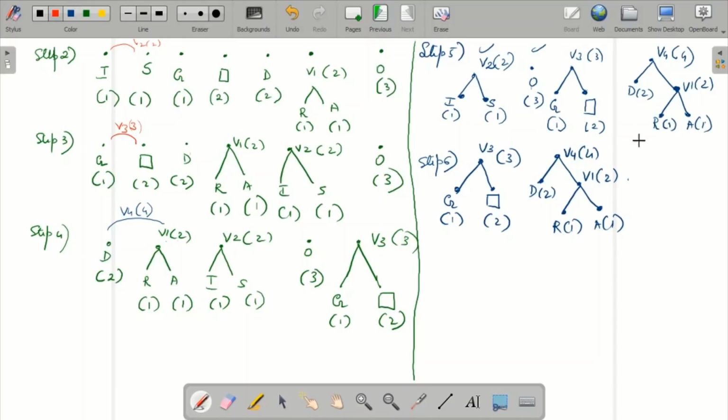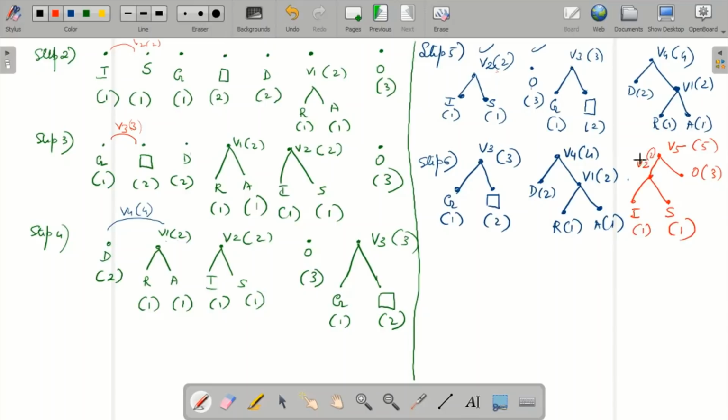Since we are getting confused, I'll do it this way. v5 is the new vertex of some of these, so it would give you 5, whose left branch is v2, and that's weight is 2, and whose right branch is O, whose weight is 3. And in that v2 again you have I and S. So v2 is the weight 2, right? v2 is the weight 2, I and S is 1 and 1.